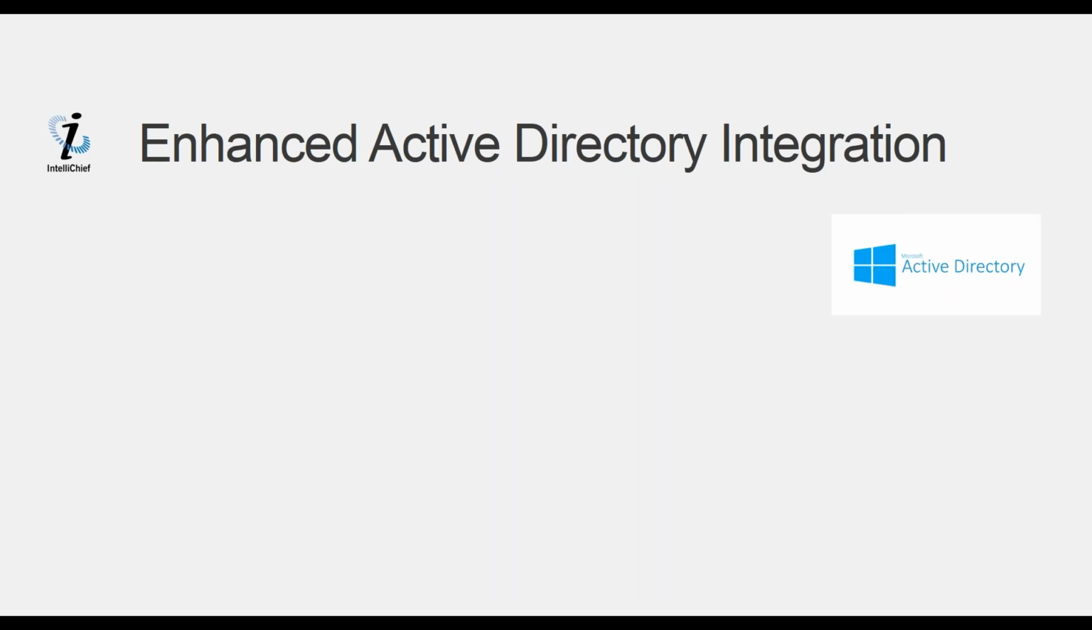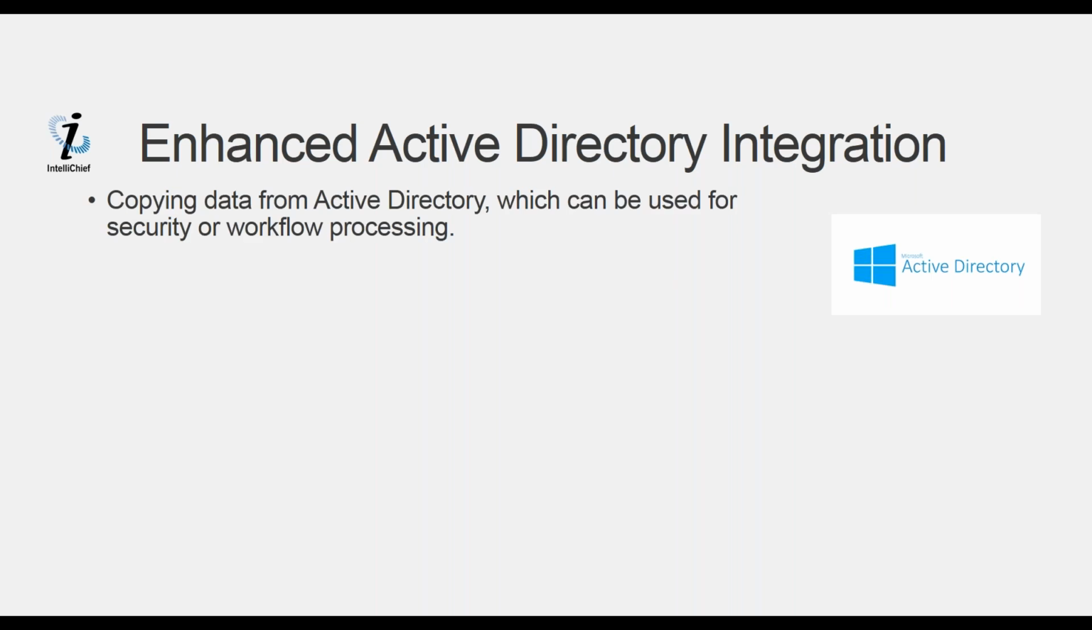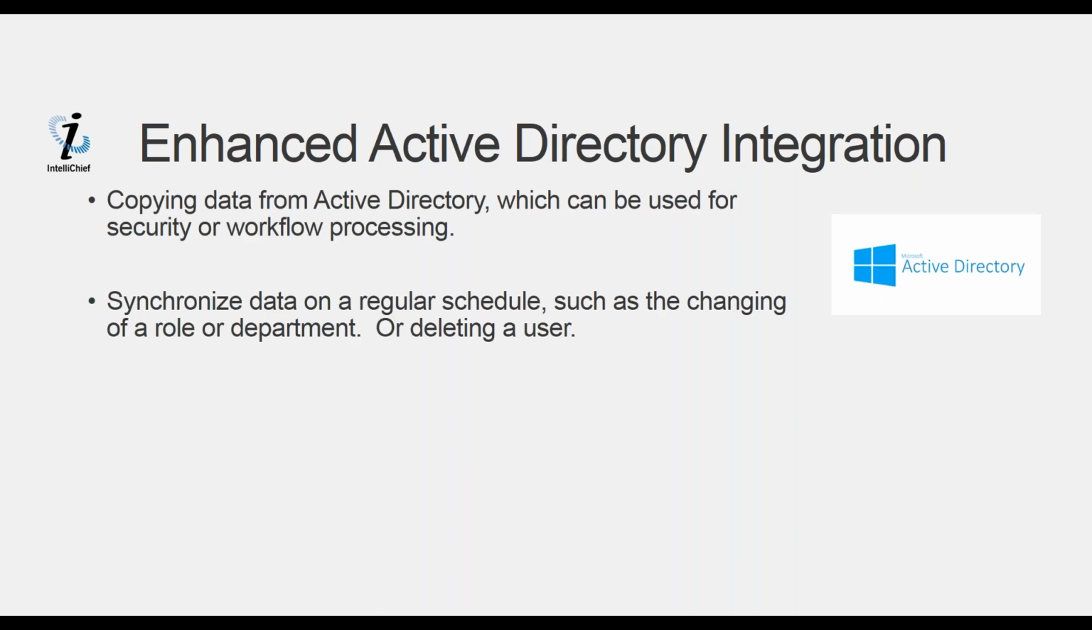And the third component is enhanced Active Directory integration, piggybacking on what was done in a previous IntelliChief release. So what we're talking about doing here within the 4.1 version is being able to copy that user information, that data from Active Directory, and bring it into IntelliChief, as well as synchronizing that data on a regular schedule going forward. So really the bottom line is importing users. There's now an Active Directory export wizard that will export the users from Active Directory, and then those will be able to be imported directly into IntelliChief. And then going forward, those users can be synchronized.